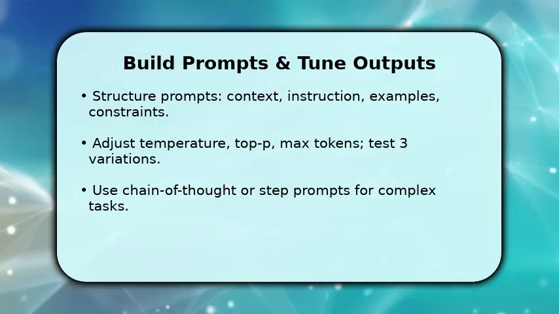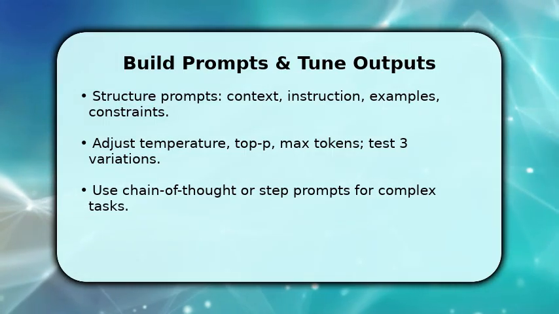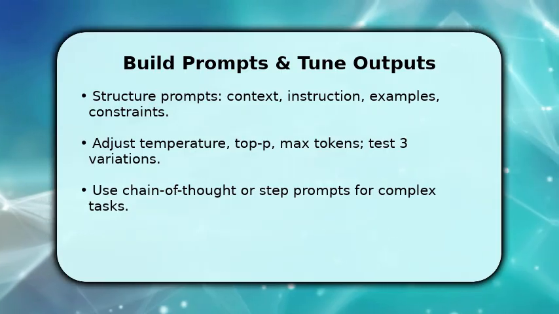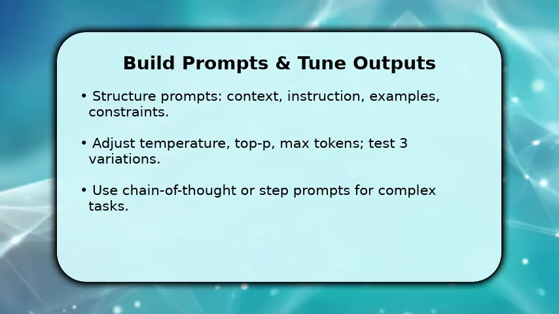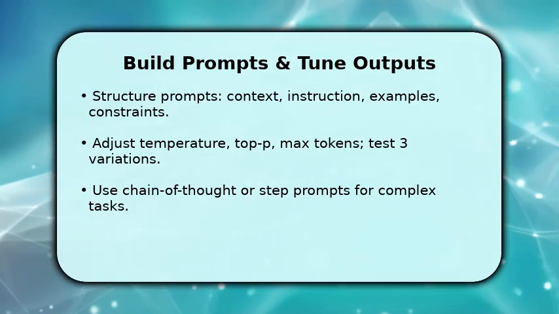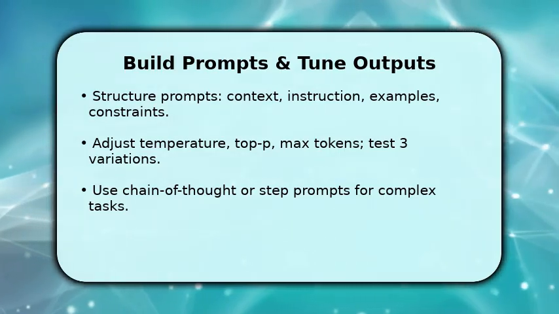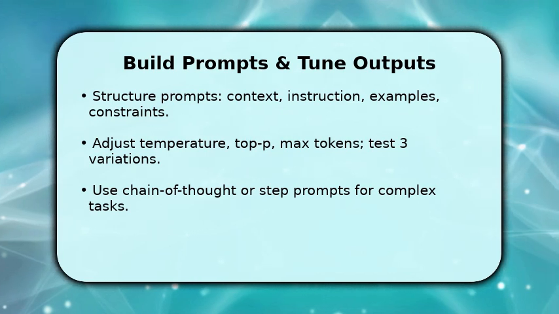Next, iterate on hyperparameters: lower temperature for deterministic replies, higher for creativity. Change top P or max tokens and compare 3 variations. Once done, add chain of thought or stepwise prompts for multi-step tasks, and evaluate outputs against.